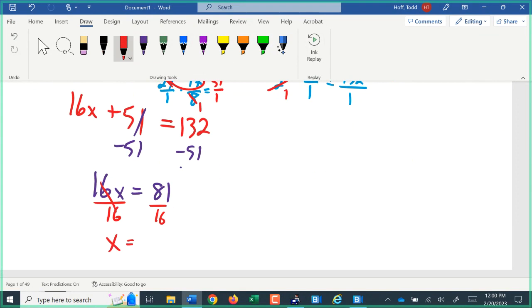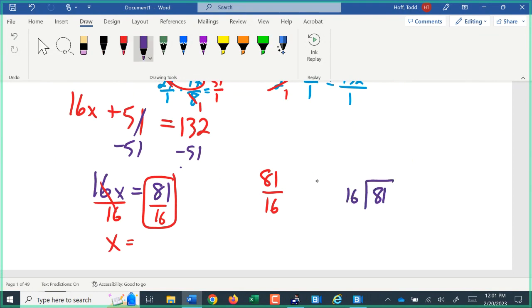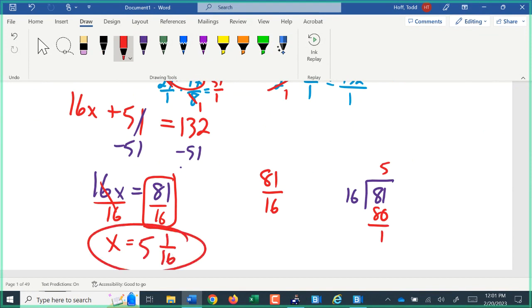X equals, now remember this is a trick we showed you last week. If I'm solving an equation, I'm dividing by something that doesn't divide out evenly. Remember, you can turn that division into a fraction. Instead of 81 divided by 16, we can treat that as 81 over 16 and just reduce it as a mixed number. 16 goes into 81 5 times. 5 times 16 is 80. There's 1 left over. That is 5 and 1/16. Again, the same answer we had up above, just a different approach.